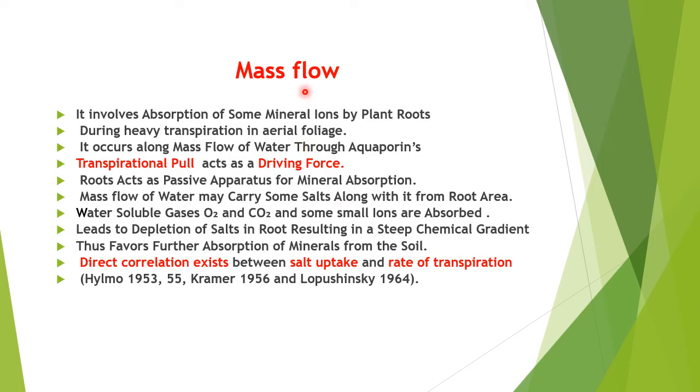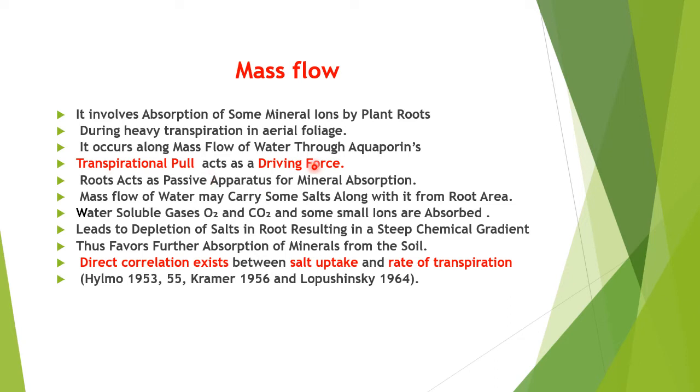Mass flow involves absorption of some mineral ions by plant roots during heavy transpiration, as I have already mentioned, in aerial foliage. It occurs along with mass flow of water through aquaporins.